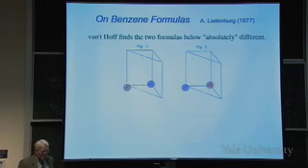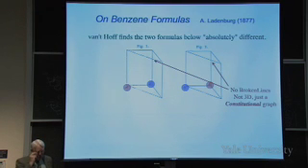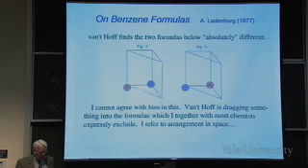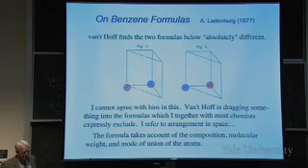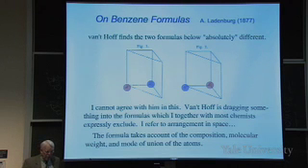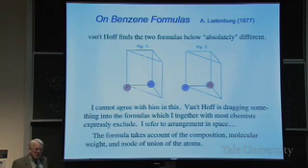Okay, so he says that Van 't Hoff finds them absolutely different. But he's just drawing constitution, what's linked to what, right? I cannot agree with him in this. Van 't Hoff is dragging something into the formulas which I, together with most chemists, expressly exclude. I refer to the arrangement in space, right? So keep that out, okay? The formula takes account of the composition, molecular weight, and mode of union of the atoms. So composition and what else? What other C?